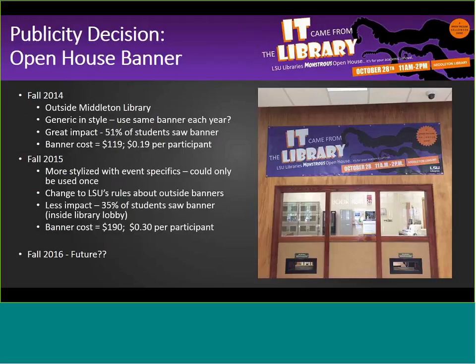And what happened was that we had a generic banner made for fall 2014. And when I say generic, it had LSU Libraries Open House. And then it had the date and time on a little Velcro tab that you could take off and then have another tab with the date and time put in next year. And we were going to reuse that same banner every year, so it was a way to save money. But what we found was that 50% of our students saw the banner. The banner cost $119, and so that means it was a 19-cent per participant investment.